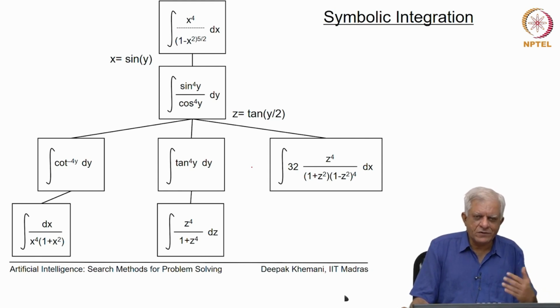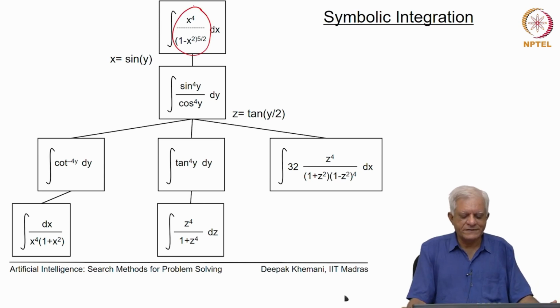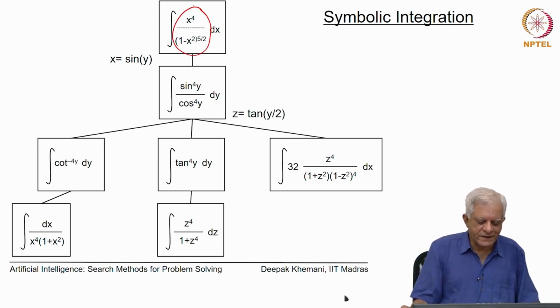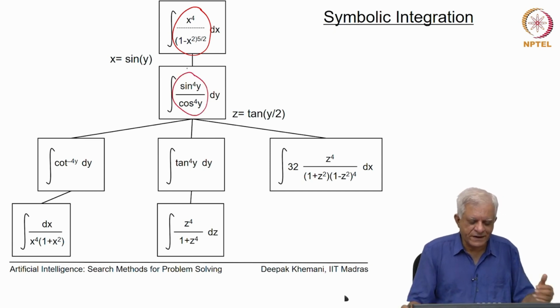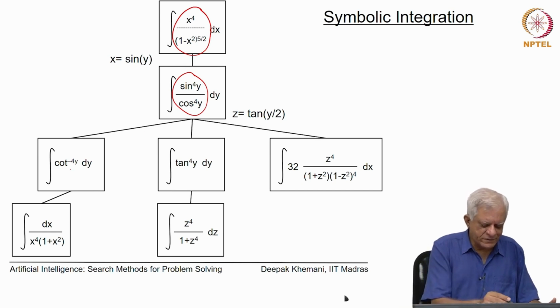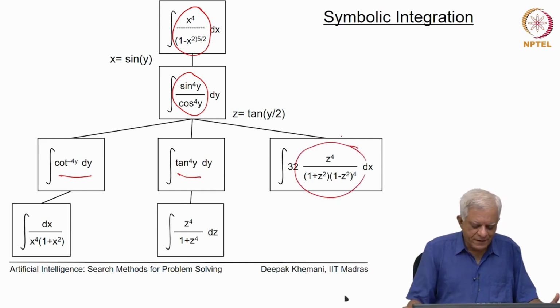So, in this example we will not go into the details of this particular integration problem, but it seems difficult enough looking at it. And there are various things that you could try. For example, you could substitute x with sin y and you get the second part, which is sin raised to 4 divided by cos raised to 4, which you could either solve by cot inverse or tan raised to 4, or break it up into something which looks even more daunting.